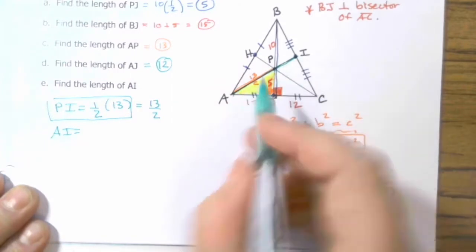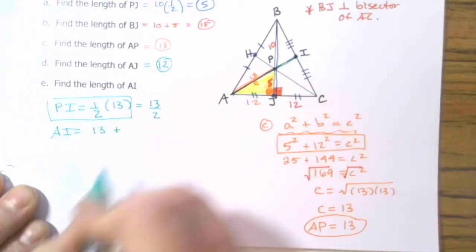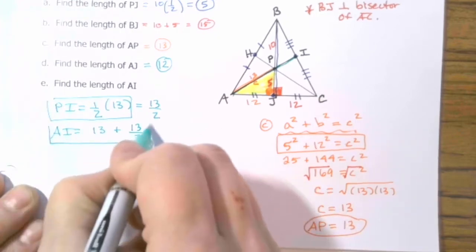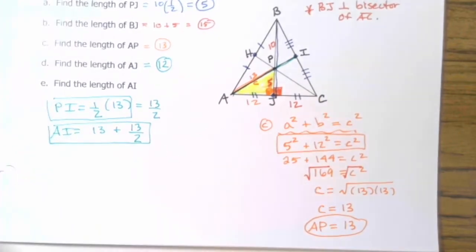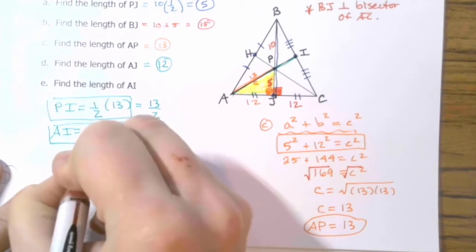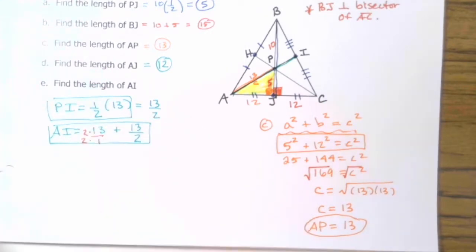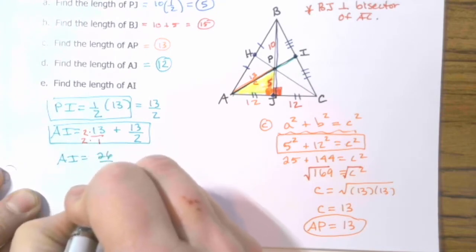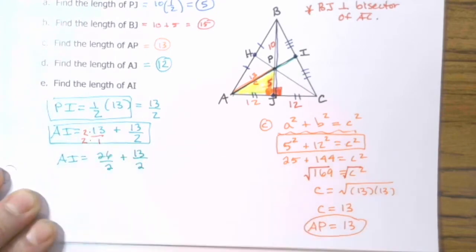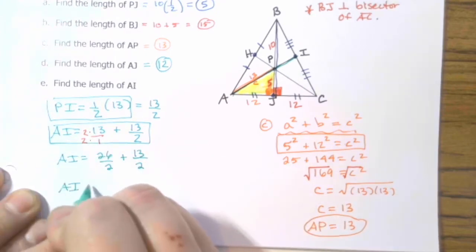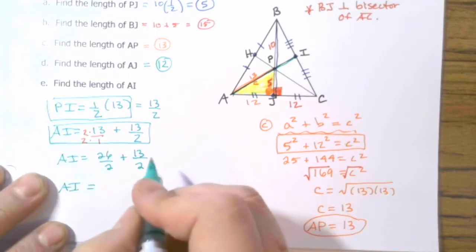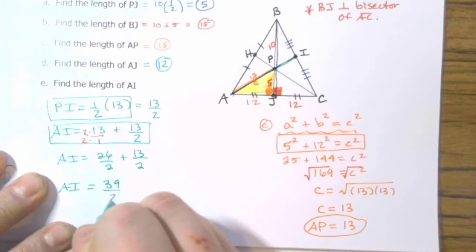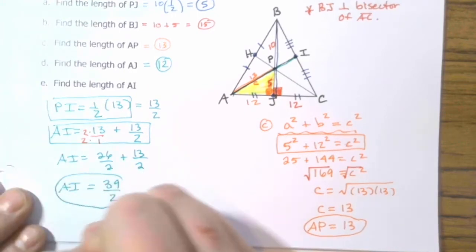So A to I is 13 plus PI, which is 13 halves. That's your equation. So we're going to multiply 13 by 2 over 2. That gives us AI equals 26 halves plus 13 halves. 26 plus 13 is 39 halves, and that is AI, 39 halves.